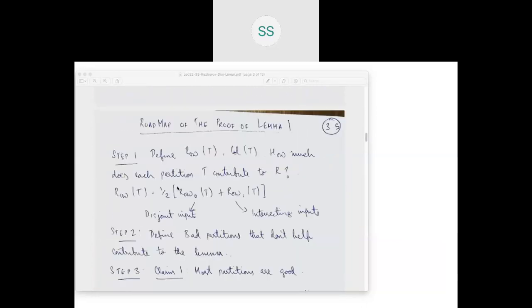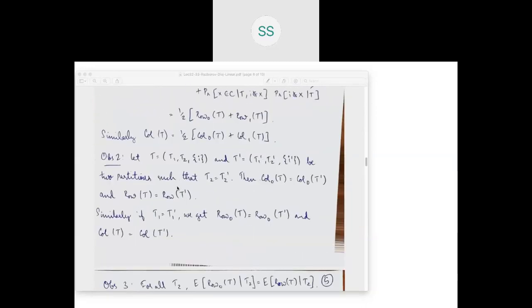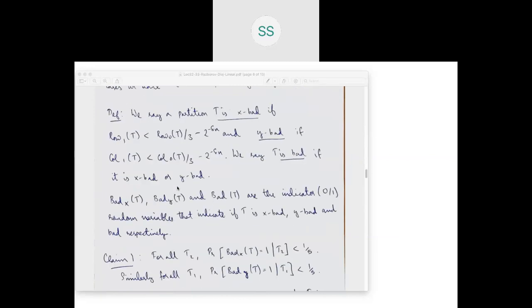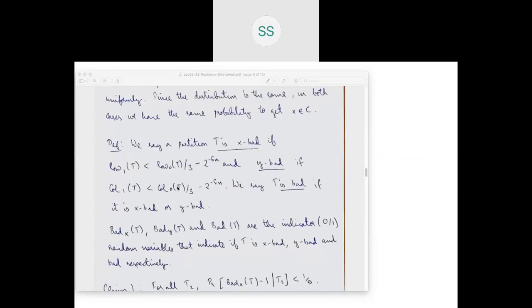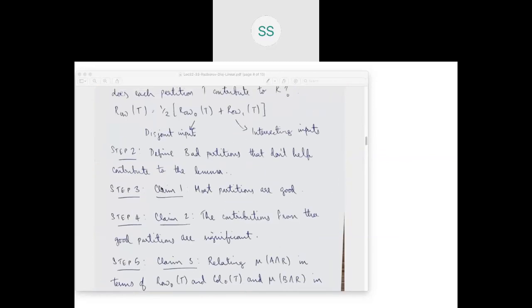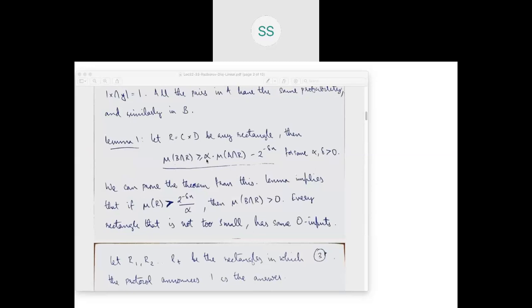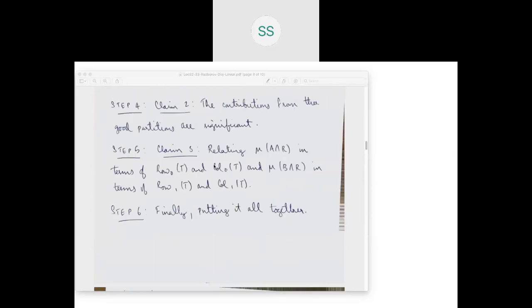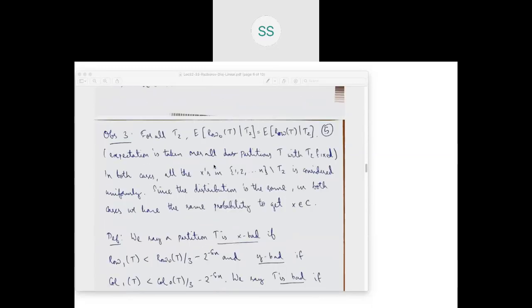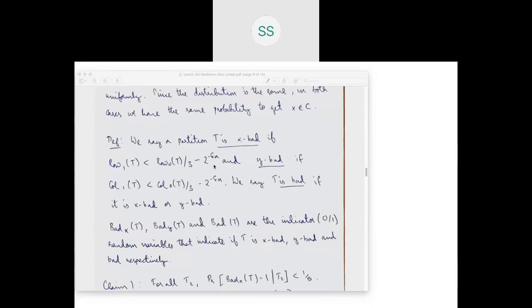Rho 1t is greater than rho 0t and column 1t is greater than column 0t. What this lemma statement is saying is that the contribution of zero inputs is greater than or equal to the contribution of intersecting inputs times a constant. Fine. For the good inputs. Okay.